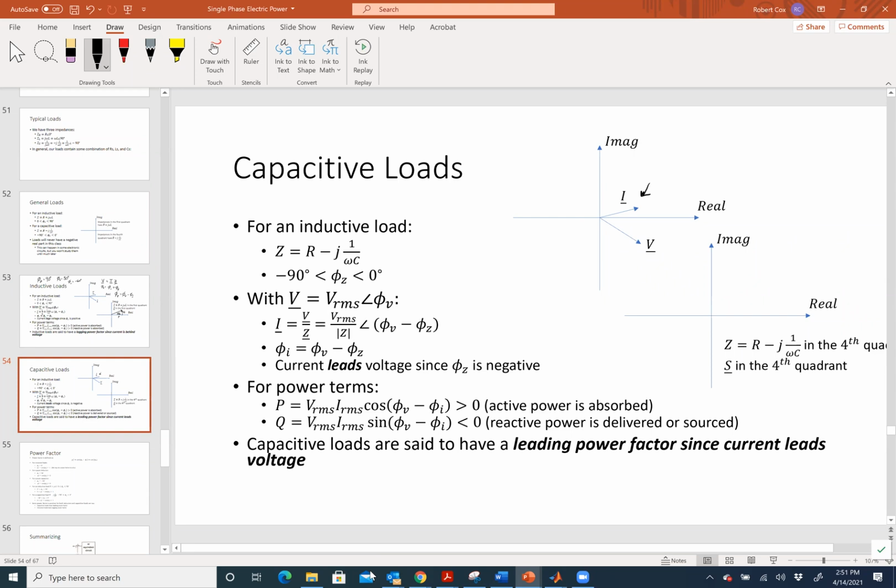If my phi Z is negative, that means my S vector is here. Here's phi Z, here's P, here's Q. What's true about P and Q here? P is positive. What about Q? Negative. Q is negative, which means this is effectively a source of Q. That is, in fact, the way utilities use capacitors, because for the most part most of the loads that exist in the real world are inductive loads. Motors, you think the majority of loads in the world are motor type loads or resistive type loads.